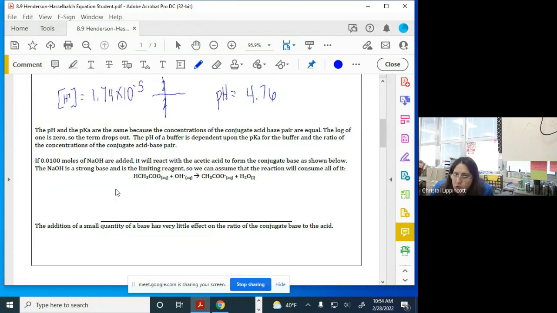All right, so pH and pKa are the same because the concentrations of the acid and base pair are equal. So that ratio ends up being 1, and you end up with the same answer. Now, if we have 0.01 moles of NaOH added, it's going to react with the acetic acid and form a conjugate base. Here we're going to do the math for that. So we're figuring out our pH again. Our Ka value is going to be the same thing that we figured out in the previous problem.